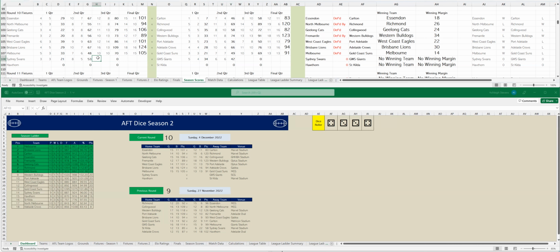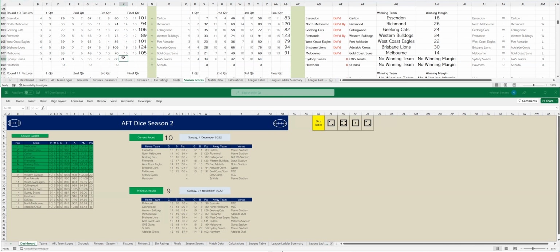Sydney have kicked 4 goals, 3. So it's 12 goals, 8. To the Giants, 3 goals, 4. So that's 9 goals, 10. And at three-quarter time, Sydney are still in front by 16 points. Let's go to the last quarter.